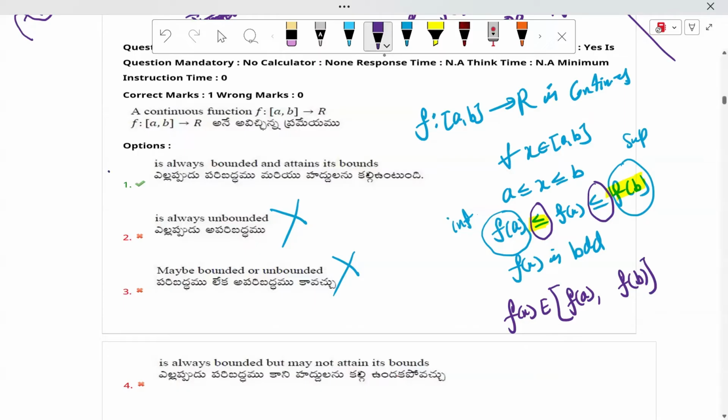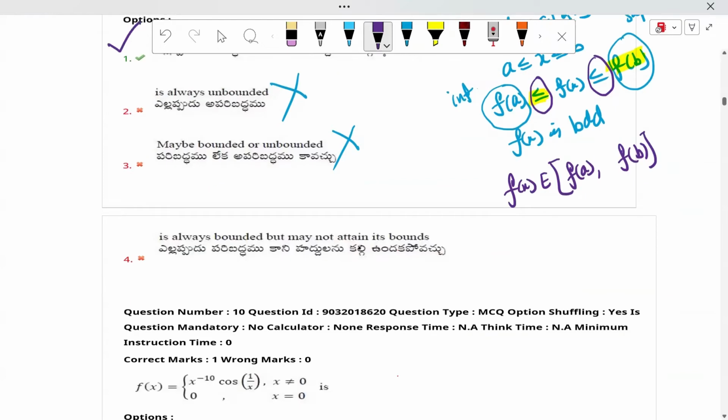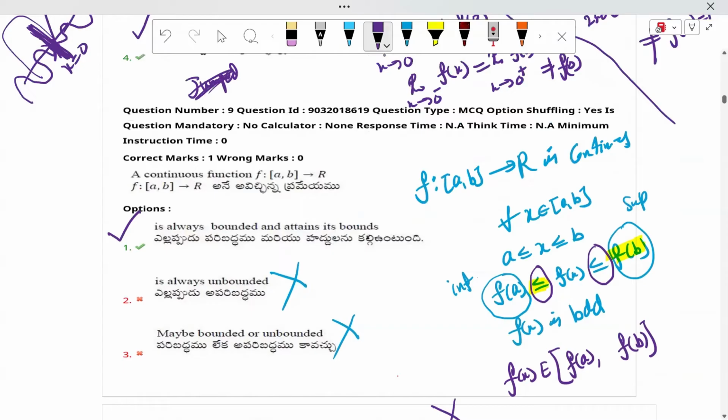So therefore option 1 is the right answer. Option B కి ఏంటంటే మే నాట్ అటైన్స్ అండ్ బౌండ్స్ అన్నాడు, మే నాట్ అన్నాడు కాబట్టి రాంగ్. So option A is the right answer.